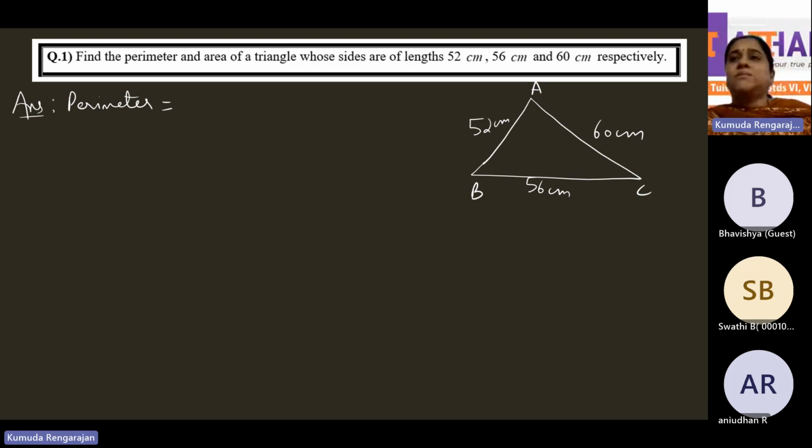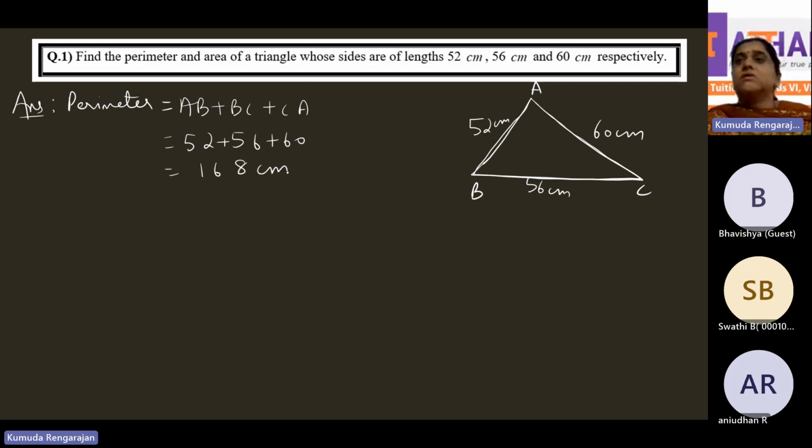Perimeter. What do you understand by perimeter? It's the length of the boundary. So length of the boundary meaning you should add the three sides of the triangle. AB plus BC plus CA. The sum of the three sides. Perimeter is the length of the boundary. All right. So it is 52 plus 56 plus 60. What's the sum?